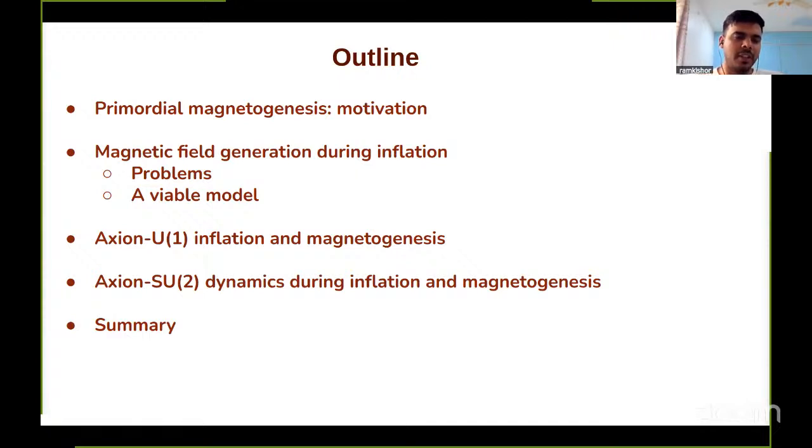And then we'll go to a very recent work of ours where we look at the magnetic field generation in axion SU(2) dynamics during inflation. And let's see how much I will be able to tell within this time limit.